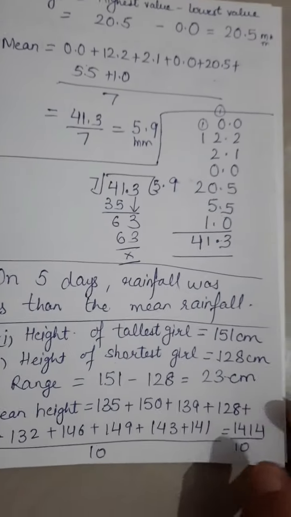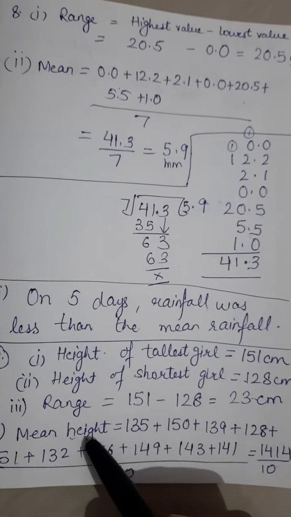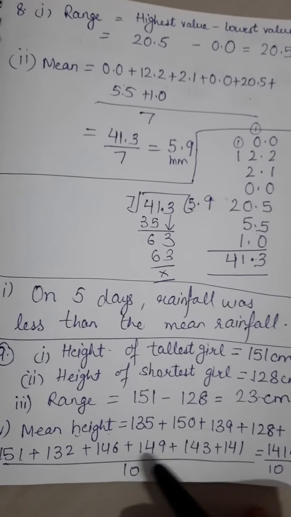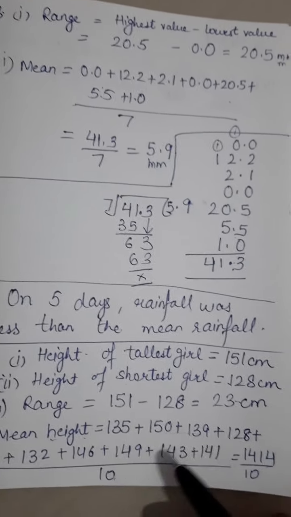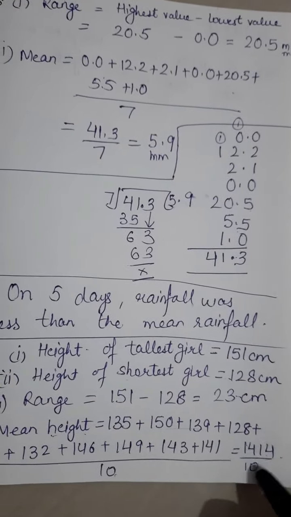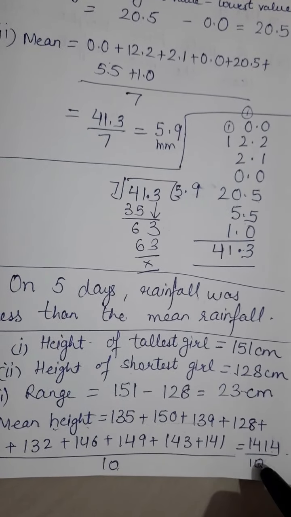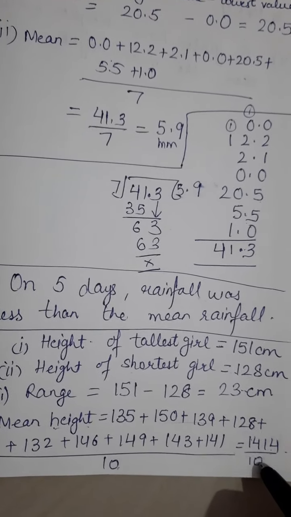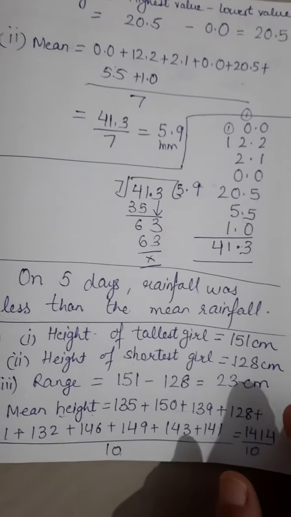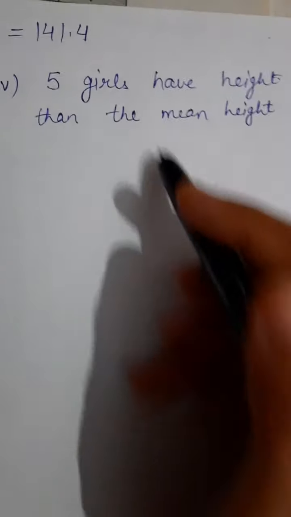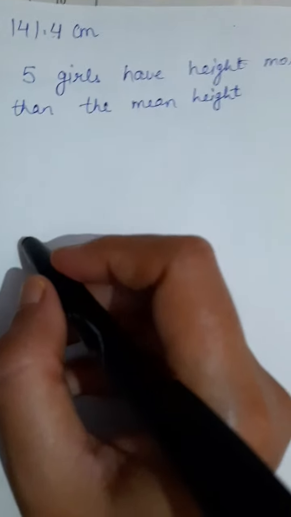Now if we want to find mean height, we will add height of all 10 girls and divide by 10. We get 1414 upon 10. We need not divide by 10, we can just put a decimal after one number. So we get 141.4. We have just put decimal after one number, centimeter, because height is in centimeter.